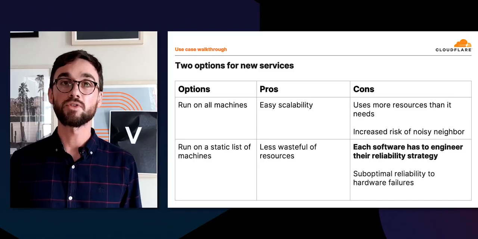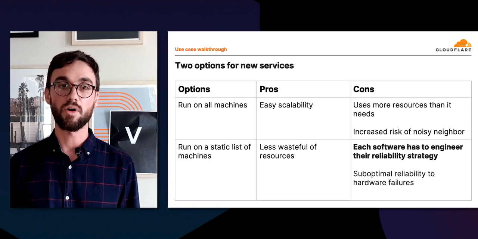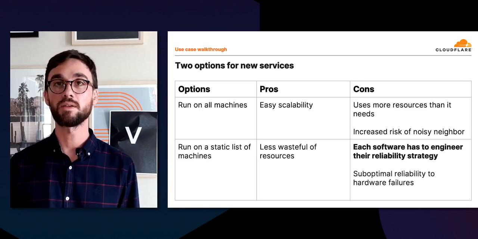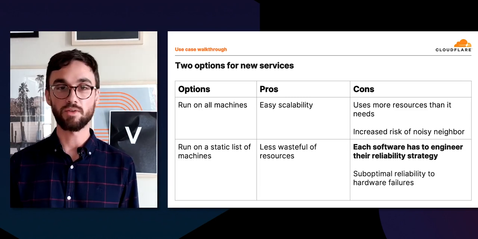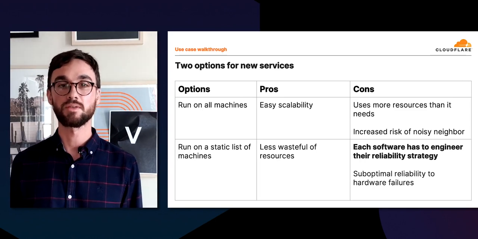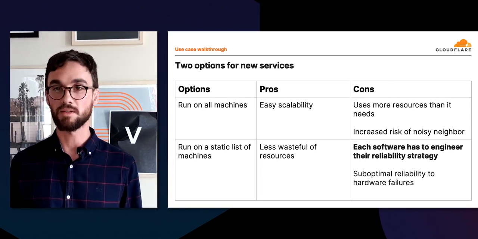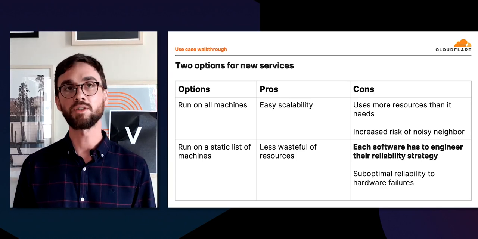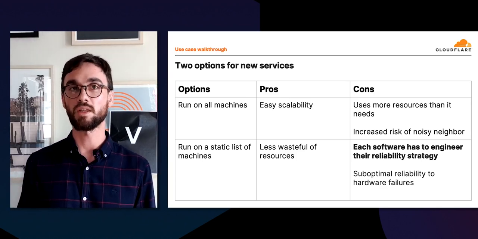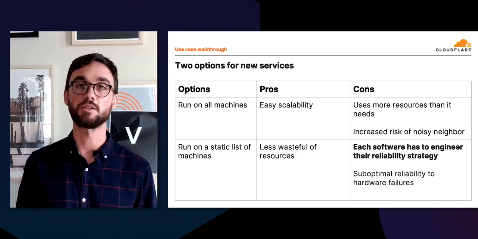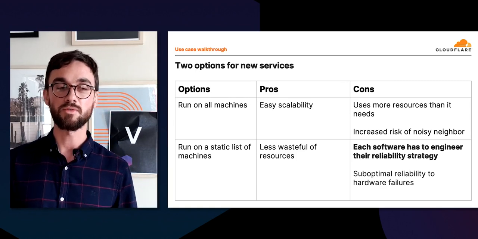So when deploying new services to the edge, we have two options. The first one, as I said, is running those services on all machines. The pro is that it's super easy to scale, as I mentioned before. But the con is that it uses more resources than it potentially needs, especially for those management services.